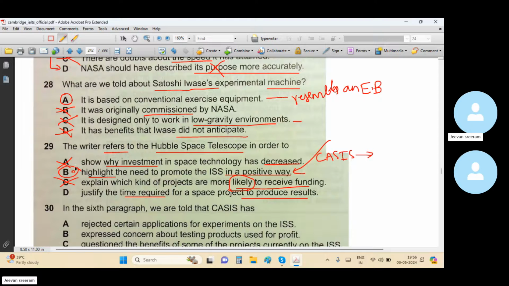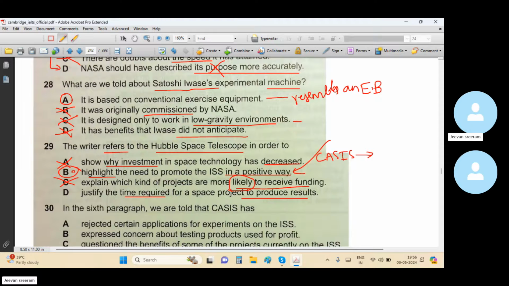Because the passage contrasts the high cost of the ISS with its lower research output compared to the Hubble Space Telescope, this contrast highlights a need to showcase the ISS's value more effectively and positively, suggesting that its contributions need better promotion or justification, right? That's why B is correct.